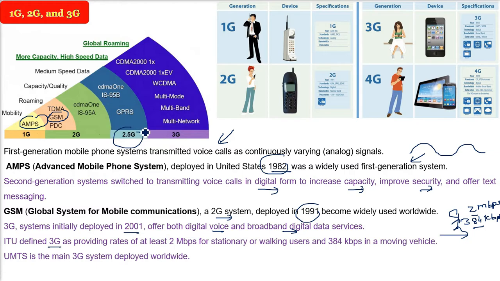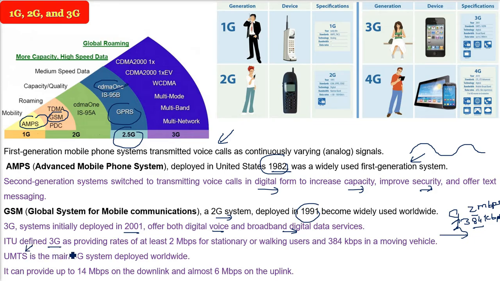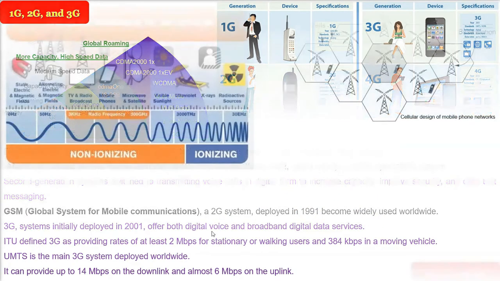And then UMTS. See, in between 2G and 3G, there is a time. So CDMA 1 and GPRS, they all come in 2.5G. We don't generally talk about 2.5G, but you need to know that there was 2.5G also. Some people have researched on it, they have talked about it. So this UMTS is the main 3G system which was deployed worldwide. And as we take the example of YouTube, say, there is some upload and there is some download. So you can think that there is a downlink speed of 14 Mbps, uplink 6 Mbps.